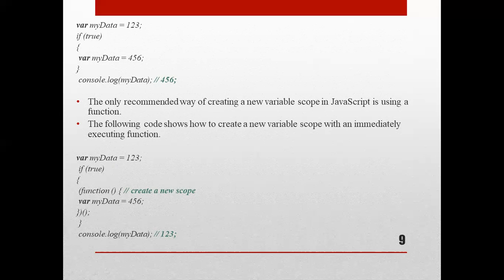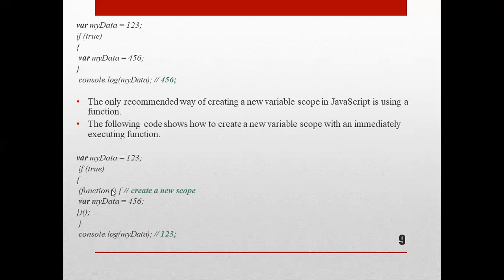Using a function we can create a new variable scope. Here you can see the following code shows how to create a new variable scope with an immediately executing function. We are going to create the new scope here. Variable myData is equal to 123. If it is true, then we execute the body of this if. Inside that we are creating a new scope. Open the bracket, then write a function without a function name.